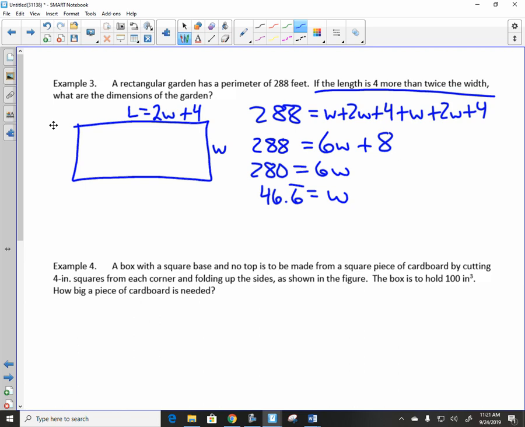Have we answered the question? What do we need to do to answer the question? To determine what the length is. So w is equal to 46.6 feet. And the length is equal to 2 times 46.6 repeating, which is 93.3 repeating. If we add 4 to that, we get 97.3 repeating.